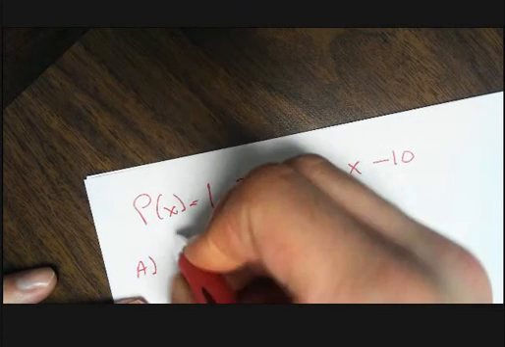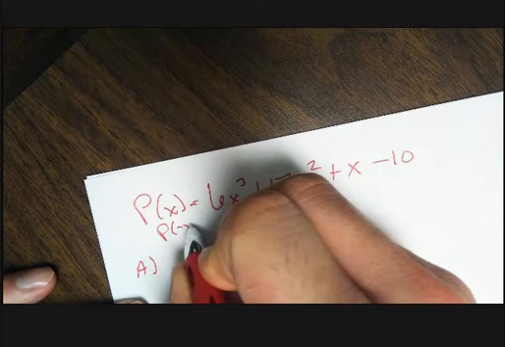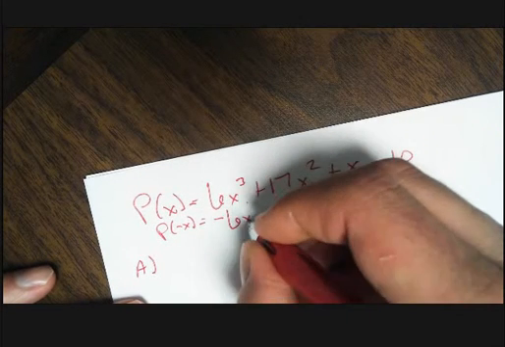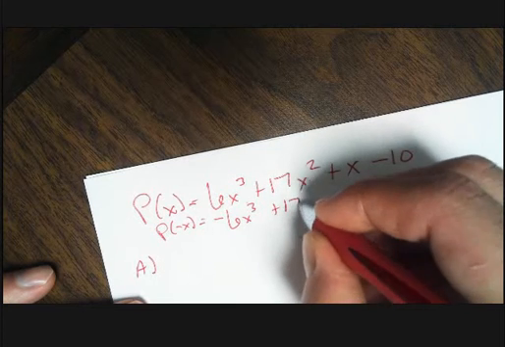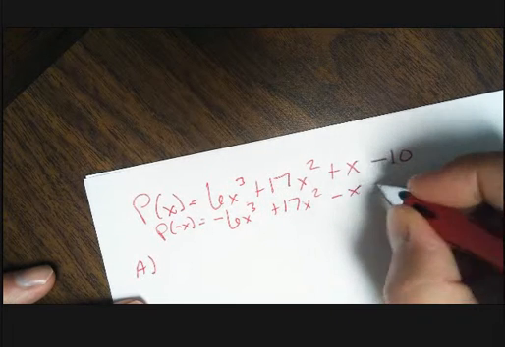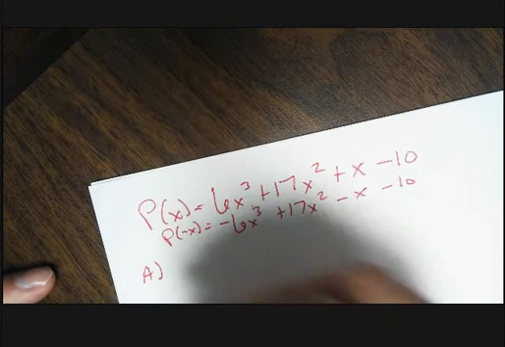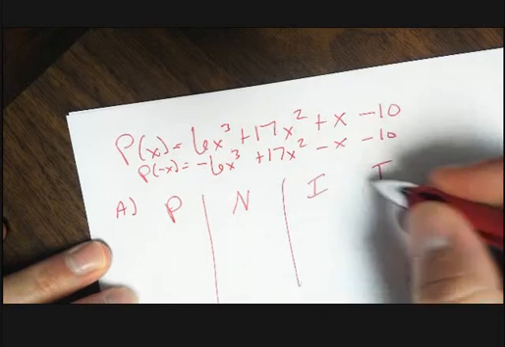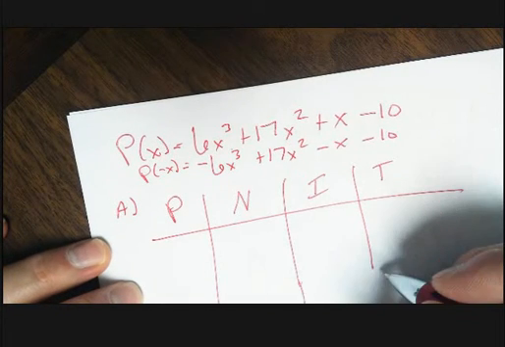So let's go ahead and write our p of negative x up here so that we can take a look at both. It's going to be a negative 6x cubed. It's going to be a plus 17x squared minus x minus 10. Now let's go ahead and set up our chart. Positive, negative, imaginary, total. Because since we're talking about combinations, we have to show how they go together.